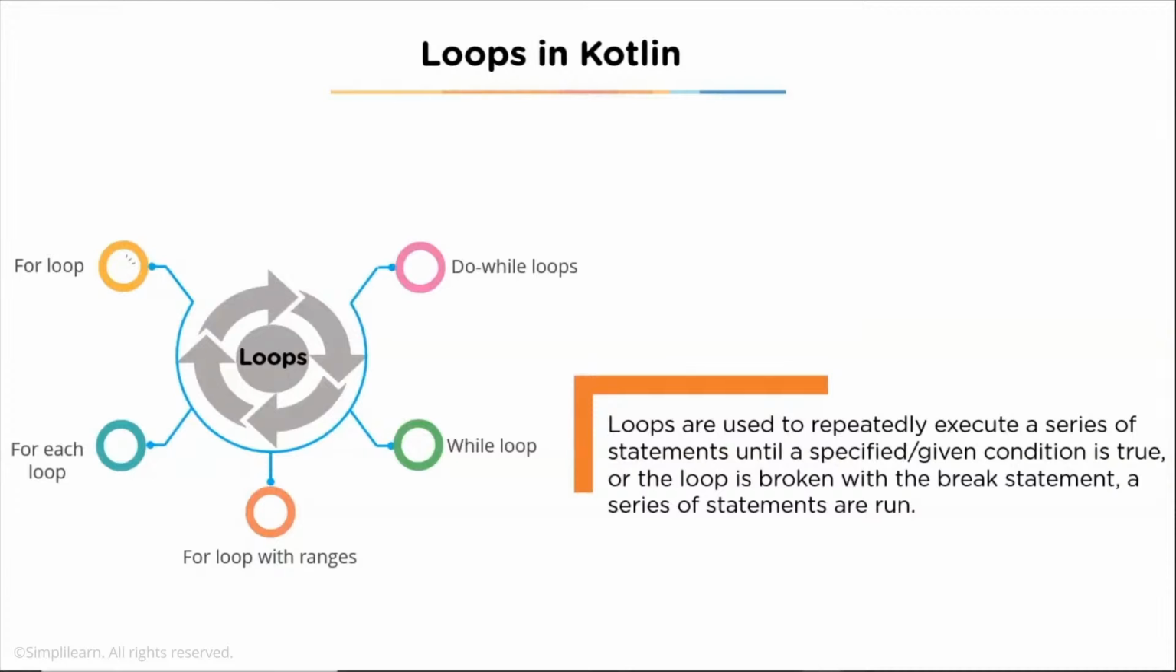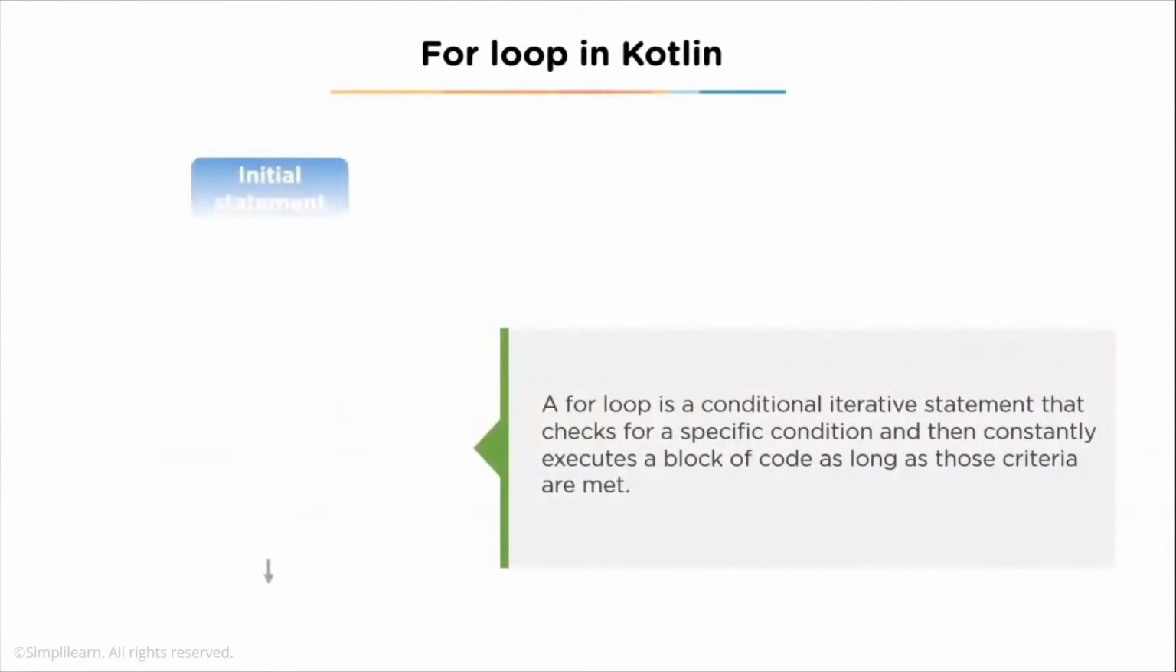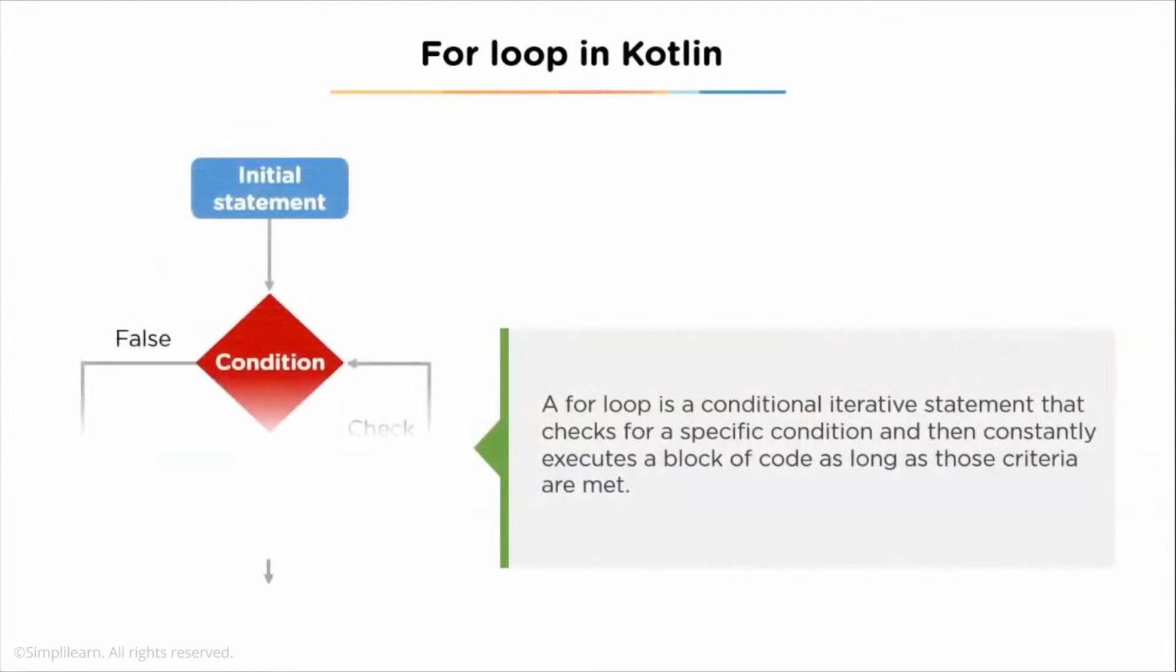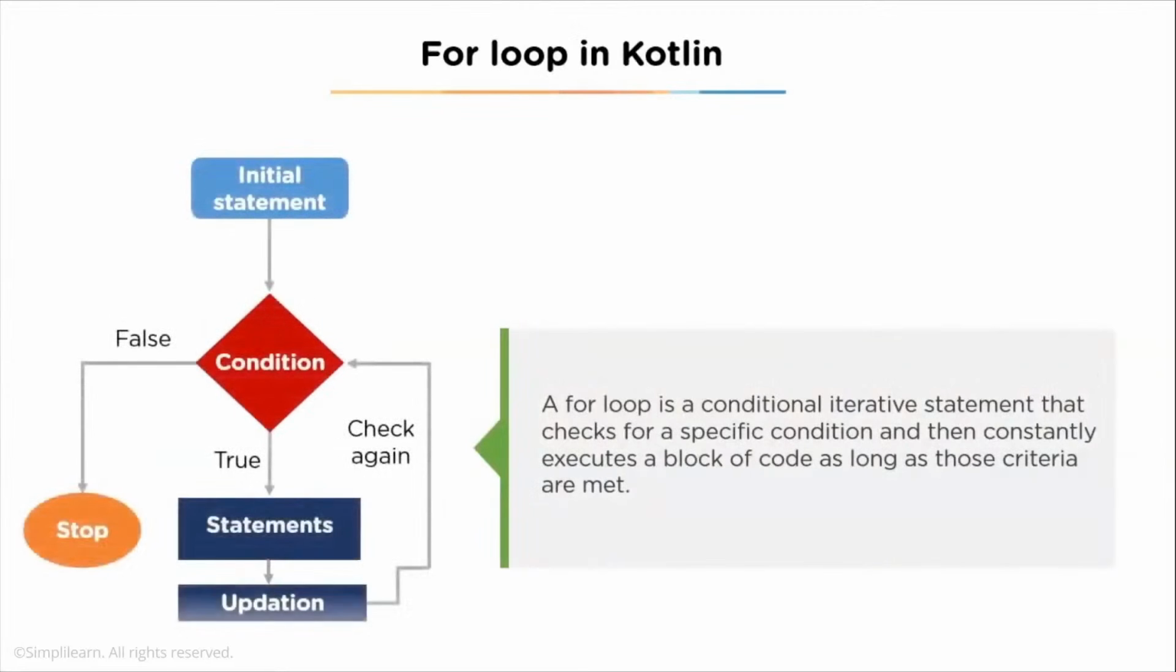So, until a specified or given condition is true, or the loop is broken with the break statement, a series of statements are going to execute. There are various types of loops in Kotlin, like for loops, for each loop, for loop with ranges, while loop, and do while loop. So let's go ahead and understand these loops. Now we'll start with the for loop in Kotlin.